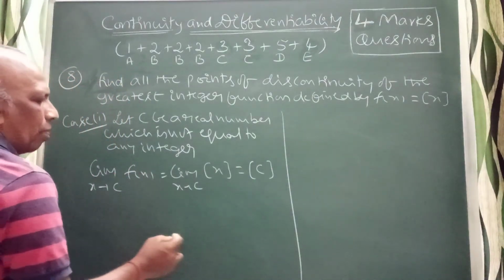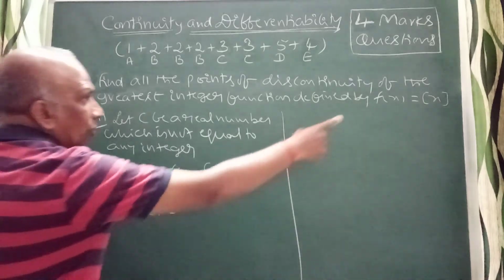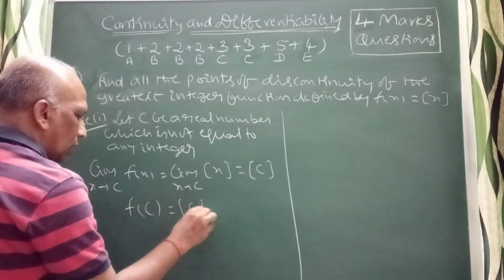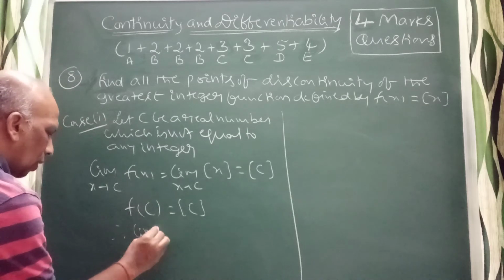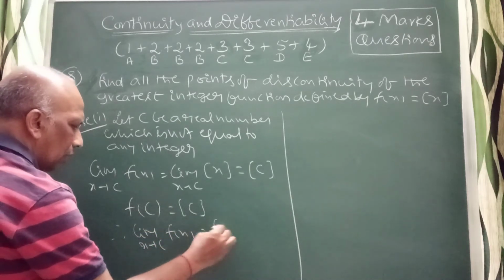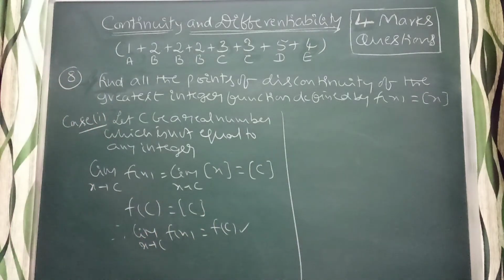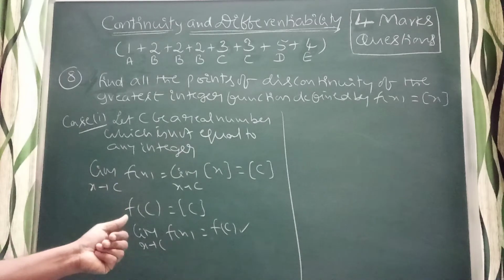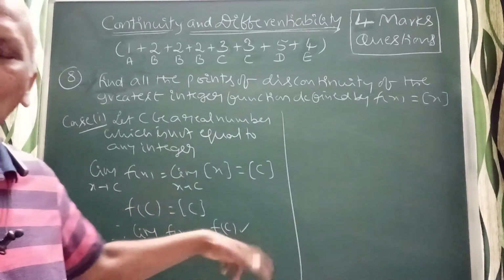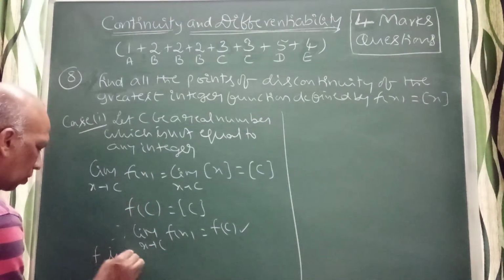Function value: I can also write f of c, because given f of x is step x, f of c equals step of c. Therefore I can write limit x tends to c of f of x equal to f of c. Therefore I can say here f is continuous. Correct, the function is continuous at all real numbers except integers. Your f is continuous at all real numbers not equal to integers.